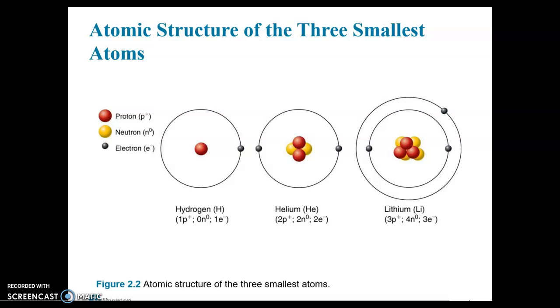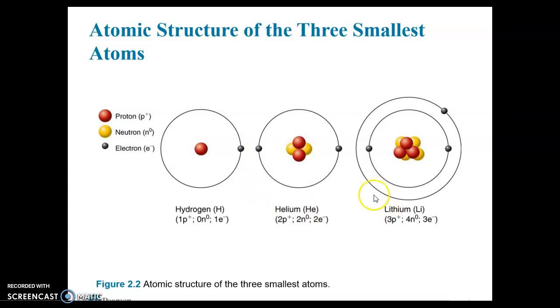This is slide 23. On the previous slide, you saw a list that showed these three elements: hydrogen, helium, and lithium. You can see here hydrogen is H, helium is He, and the symbol for lithium is Li. What you're looking at are the orbital models, so that you can actually see the number of electrons and where they're located. We can tell the atomic number of hydrogen is 1 because there's 1 proton in the nucleus, and its mass number is also 1.